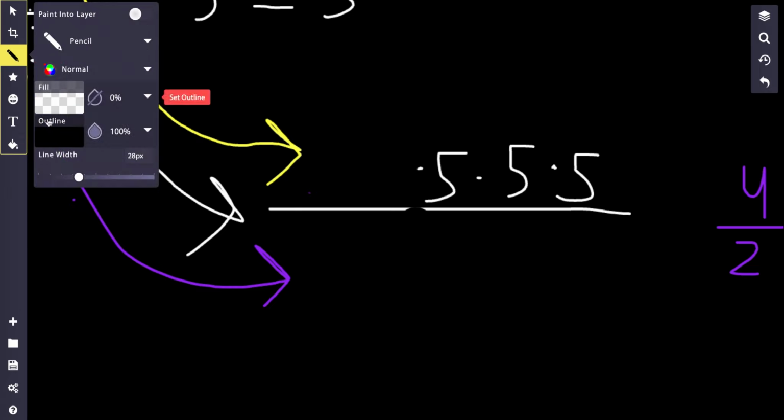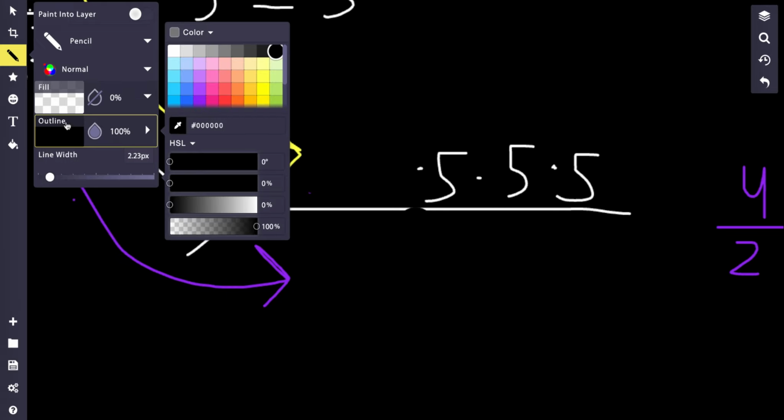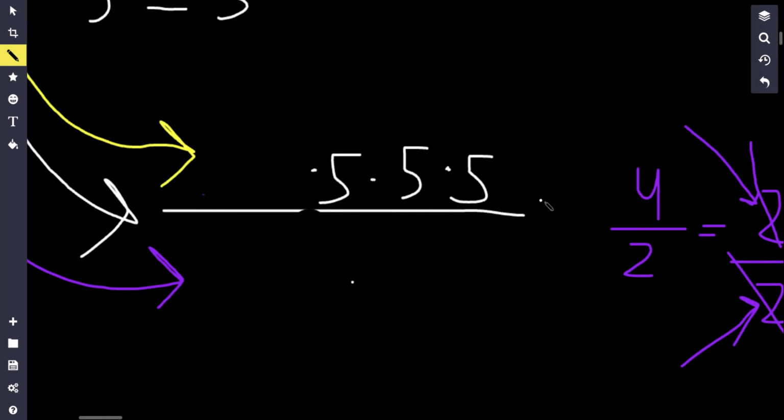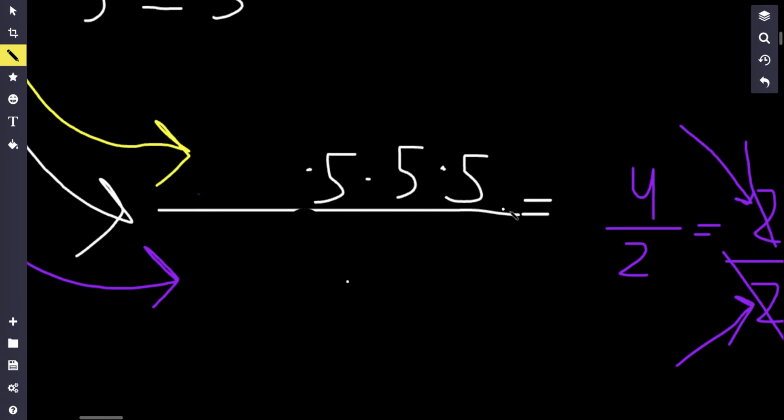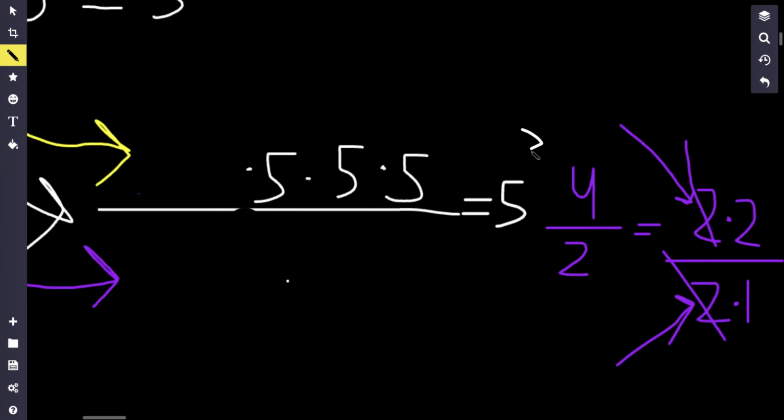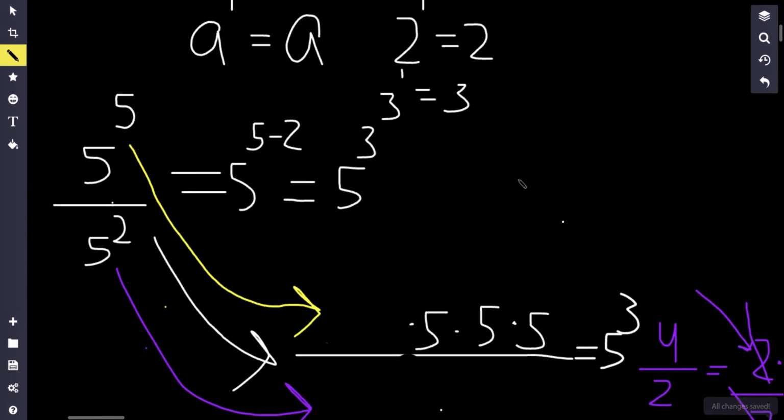And guess what? You are just left with 3 5s, or 5 to the 3rd power. So this is why the quotient rule works, because you're able to cancel out the stuff in the numerator with the denominator, and the result you're left with is equivalent to subtracting the exponents from the numerator.